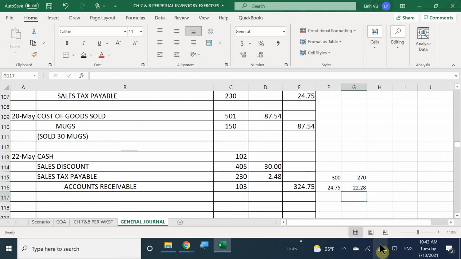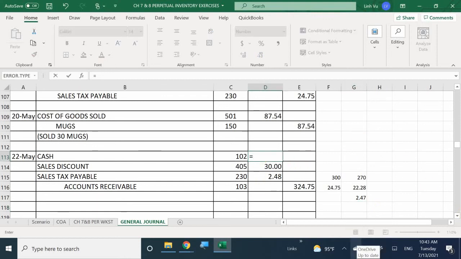Okay, so here's $22.28. So if I were to subtract that out, I get $2.40. Well, if you extend it, it's 48 cents. Okay, thank you. So yes, once again, how much cash am I actually going to be receiving from customer B?